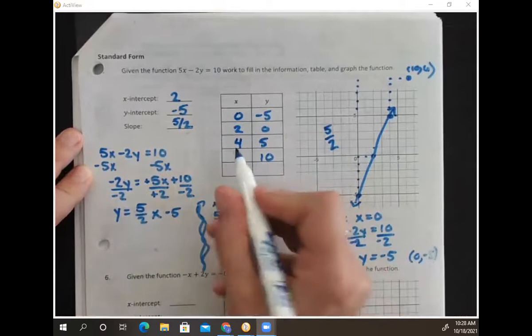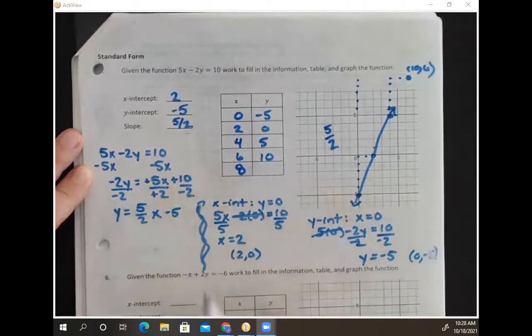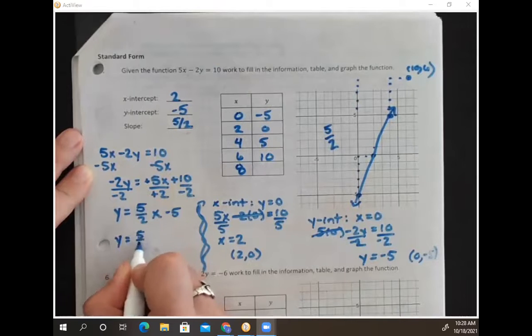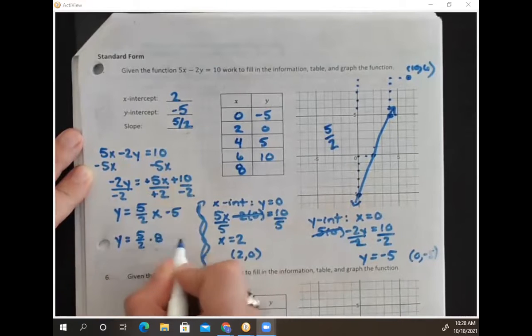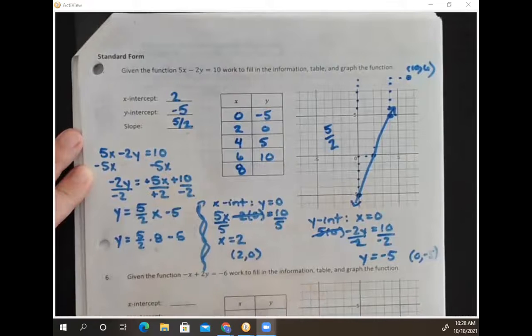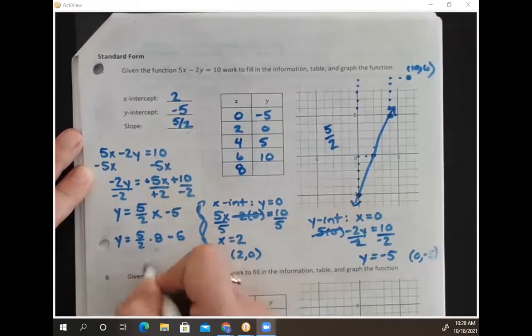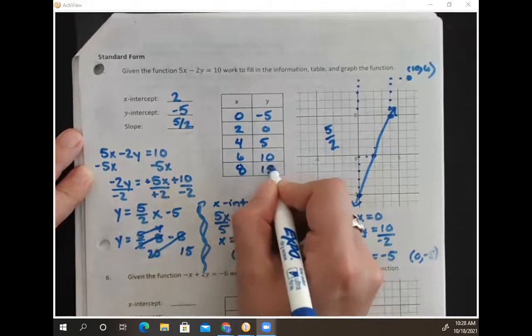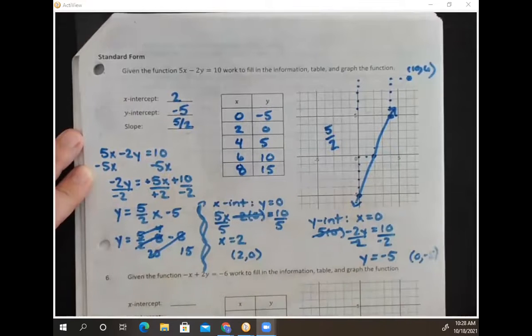So we've got 6. How about 8? So that would be 5/2 times 8 minus 5. So I'm going to divide first just to make my work easier. 8 divided by 2 would be 4. 5 times 4 is 20. 20 minus 5 would be 15. So 8 comma 15. That's going to be off my graph, but that's okay.